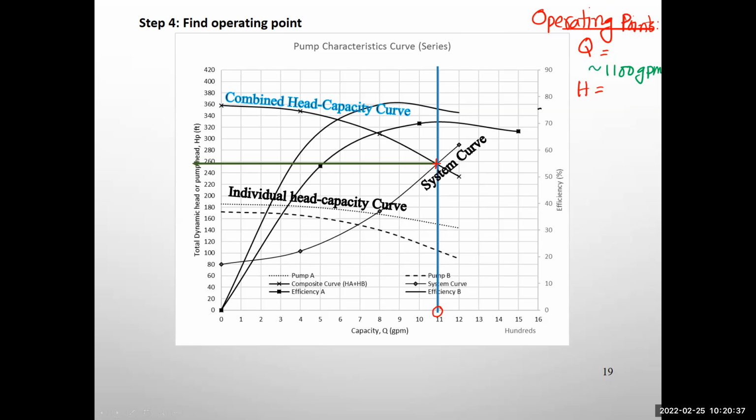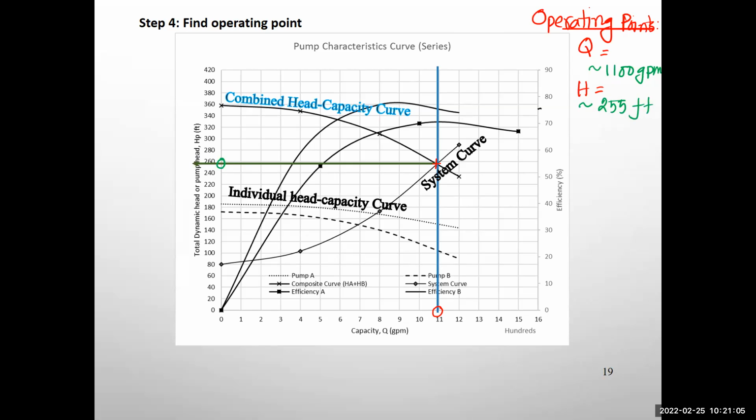Okay. What about H? It's pretty close to 260, so maybe 255 will be a good estimation. 255 feet. All of you got that? Great. So that was the solution for A, class example 10A, operating point and discharge.